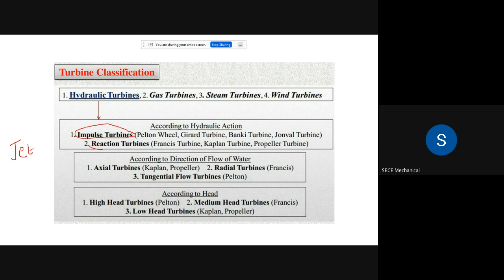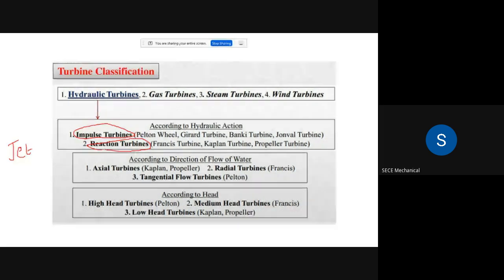Whereas the term reaction turbine refers to the process of reaction. The potential energy from the high altitude is converted as it comes into a penstock, and instead of giving a sudden impulse force, it reacts with the turbines or the blades, right? The best examples are the Francis turbine, Kaplan turbine, and propeller turbine. This is hydraulic action, based upon the striking, it is called impulse or reaction.